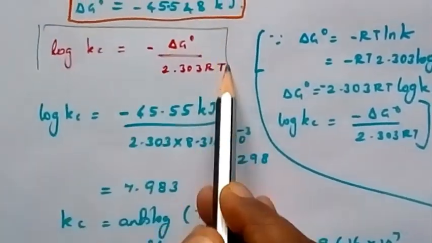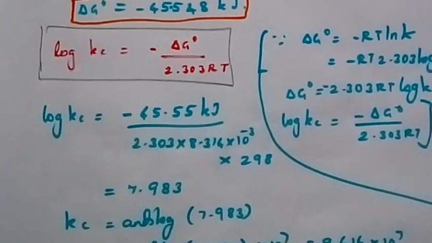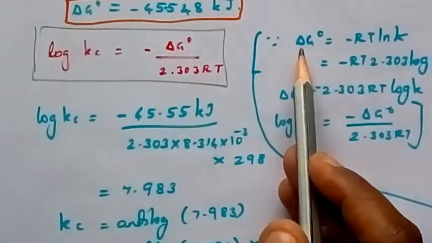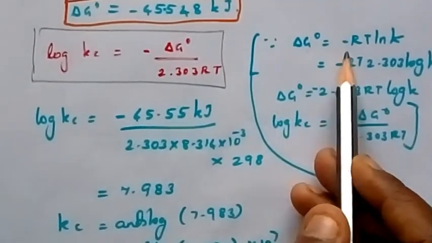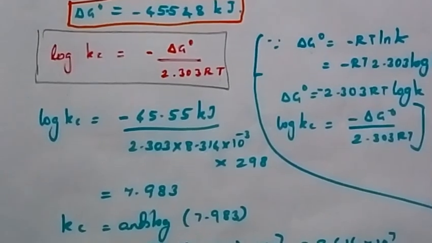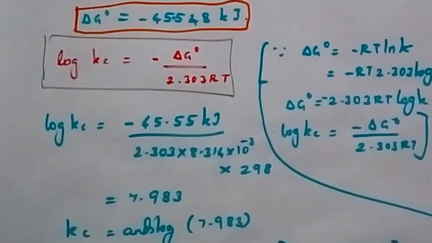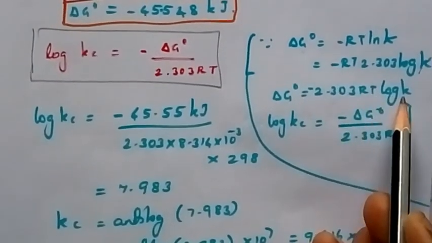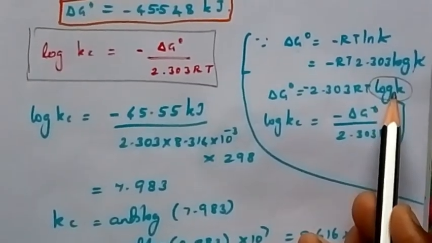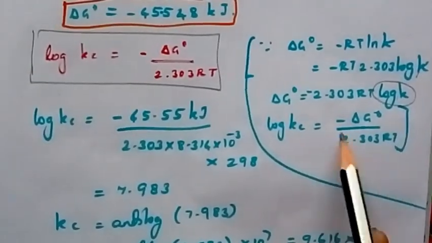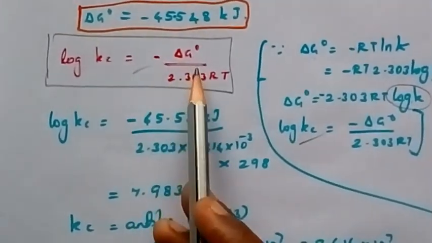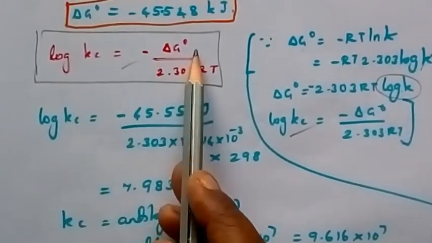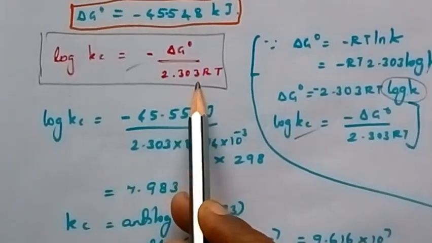Now another value we have to calculate, no? Equilibrium constant. Log Kc is equal to minus delta G naught by 2.303 RT. How will you derive this? We know delta G naught is equal to minus RT ln K. Ln is converted to log, means minus RT 2.303 log K. And then delta G naught is equal to minus 2.303 RT log K. We need log, no? So log K is equal to minus delta G naught by 2.303 RT. So this is the formula we derived from that equation itself. So log Kc is equal to minus delta G naught by 2.303 RT.